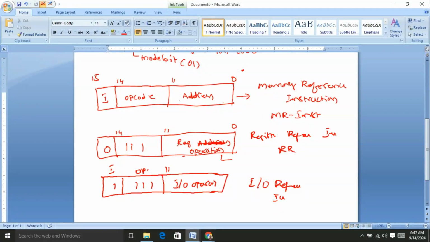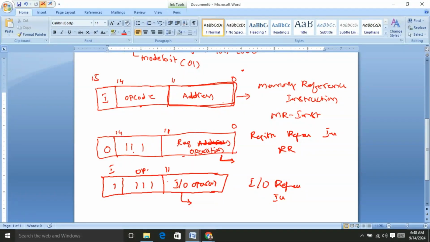So please observe carefully. For memory reference instructions, the first 12 bits are the address of the memory location. The remaining 3 bits are the operation, what kind of operation is performed. For register reference instructions, the first 12 bits are the register operation, and the opcode part is 111, which represents the registers, and the mode bit is 0. For input output instructions, the first 12 bits represent input output operations, and the remaining 4 bits including the mode bit are all ones.